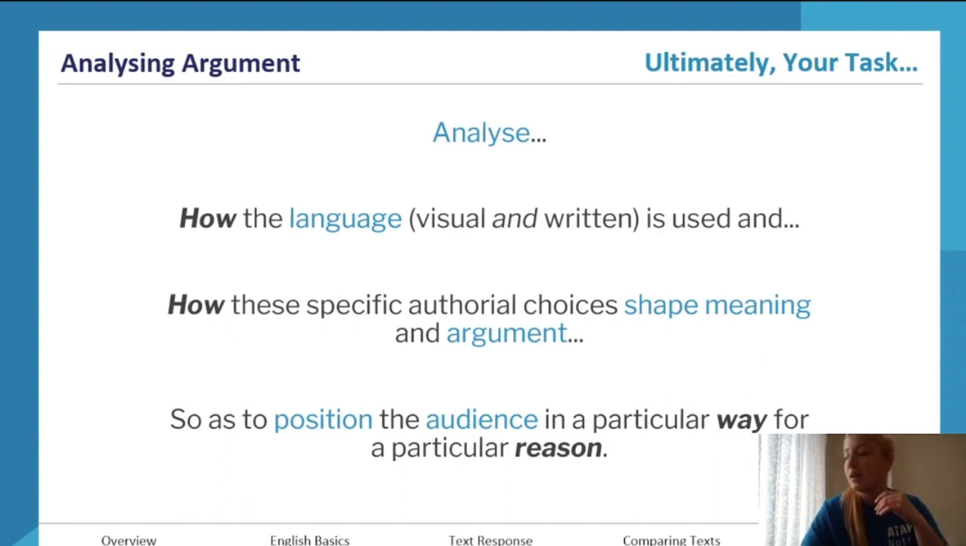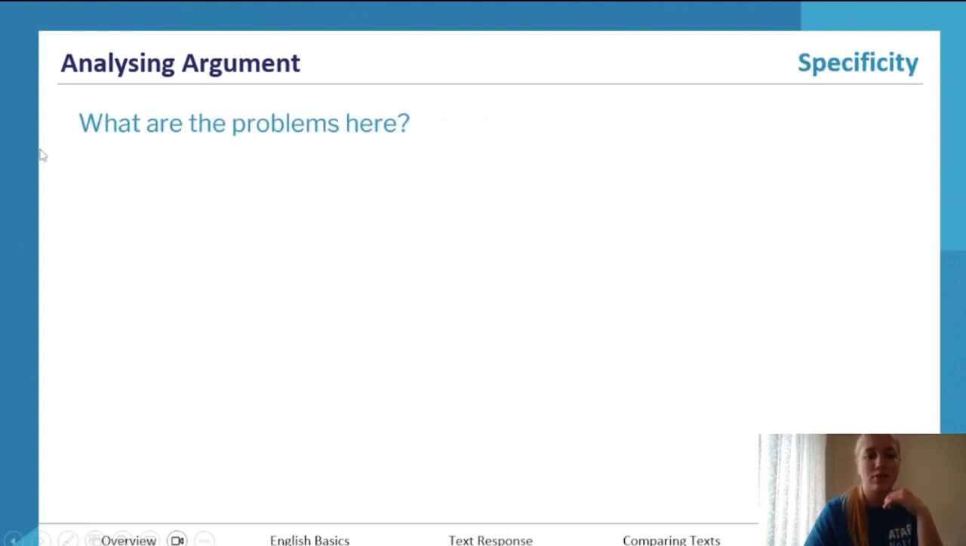So ultimately, your task is to analyze how the language, visual and written, your visual material and all of the text, you want to try to cover all of it, but only choose the most relevant PLTs to analyze. How these choices shape meaning and argument. So this is your what, how, why process, and how it positions the audience. And in what way is that being done, and what is the reason? What is the author trying to do?